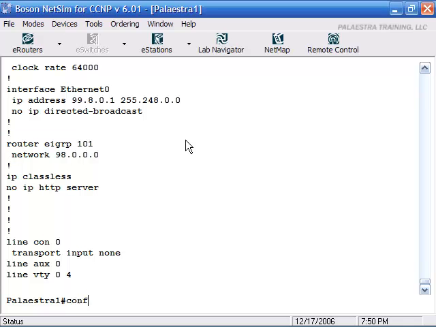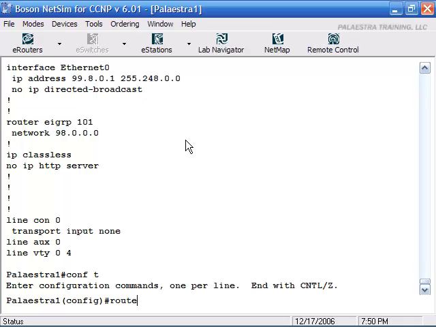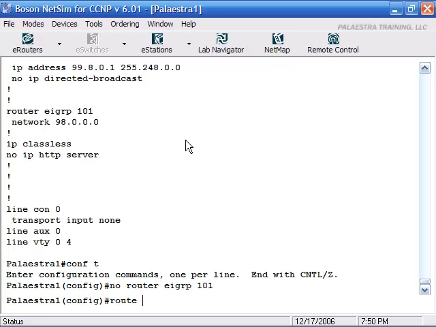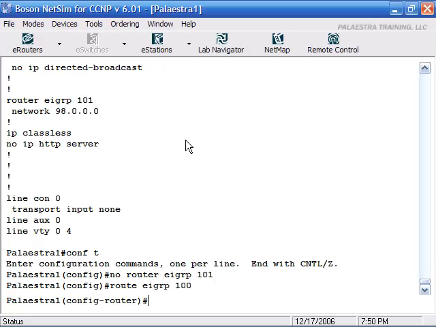I go into global mode. It says router EIGRP 101, so I'll go no router EIGRP 101, and I'll type router EIGRP 100, enter, and here is my network command, network. And one other thing to look for, again, those IPs, that says 98. All my IPs on my router start with 99. So I'll go 99.0.0.0.